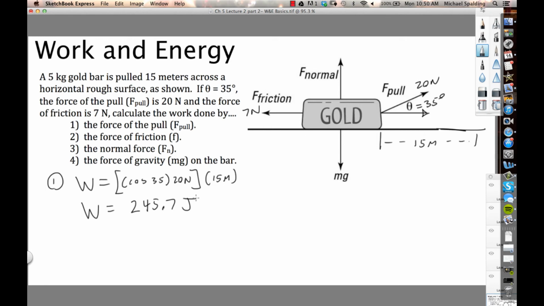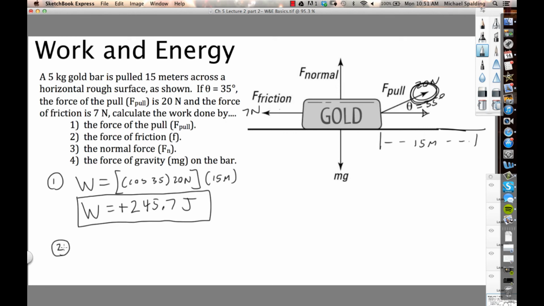And it's in the Spaldo notes if you forget. The sign convention for work: if a force is doing work in the direction of motion, that's considered positive work. If a force is doing work against the motion, that's considered negative. So look at our 20 Newton pull force. Is this force acting in the direction of motion or against the motion? With the motion. So this is positive work. All right, so that's the answer to number 1.